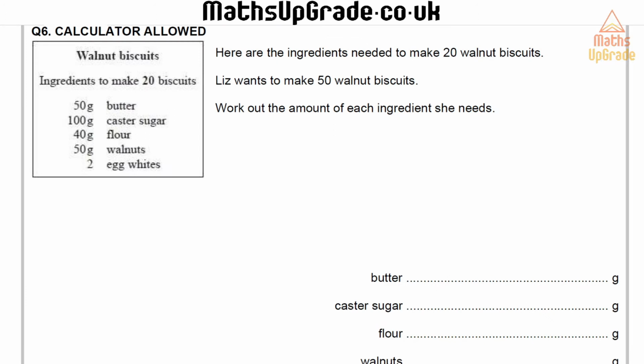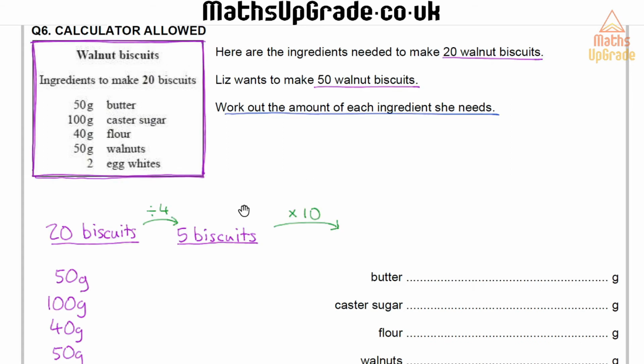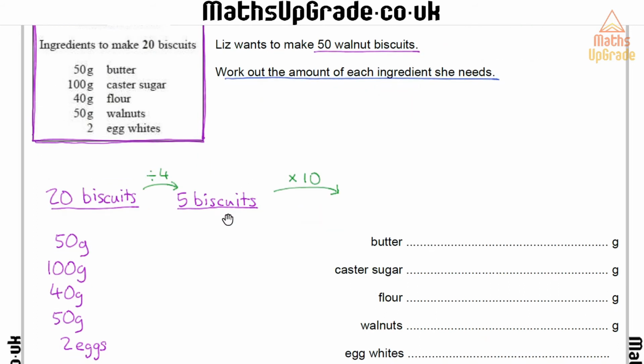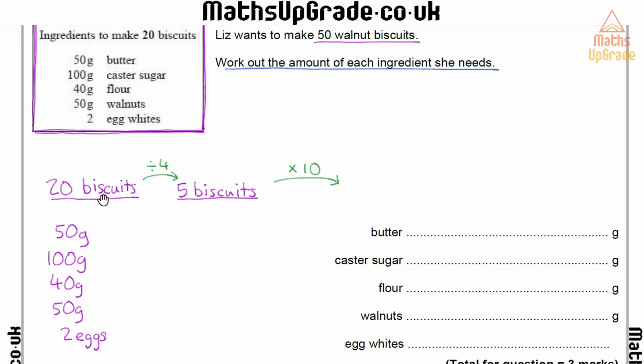In question 6, we're given the ingredients needed to make 20 biscuits. And we're told that Liz wants to make 50 biscuits. We need to work out the amount of each ingredient that she needs. So for this question, I'm just going to find a common factor of 20 and 50. And the common factor of 20 and 50 is 5. So I'm going to scale down 20 biscuits to make 5 biscuits.